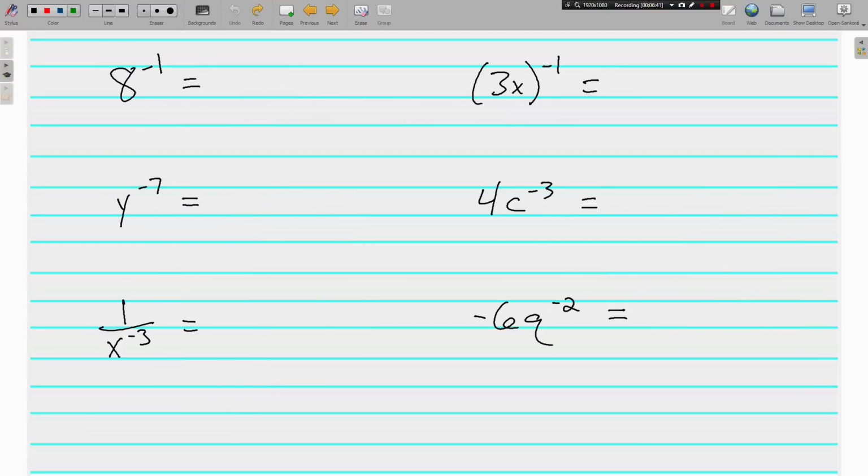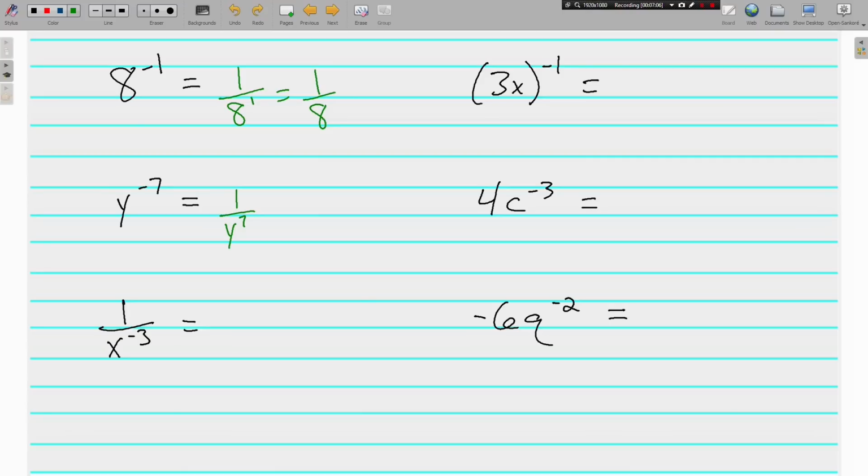A few more examples here. Okay, this one's like the ones we have been doing. 8 to the negative first becomes 1 over 8 to the first, which is just 1/8. Y to the negative seventh becomes 1 over y to the seventh.